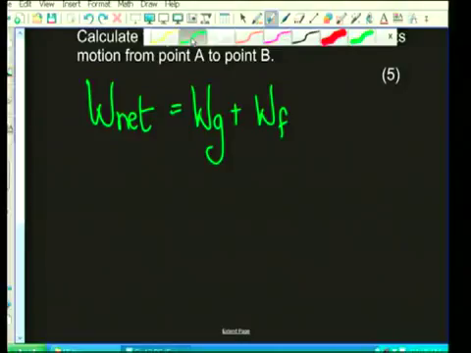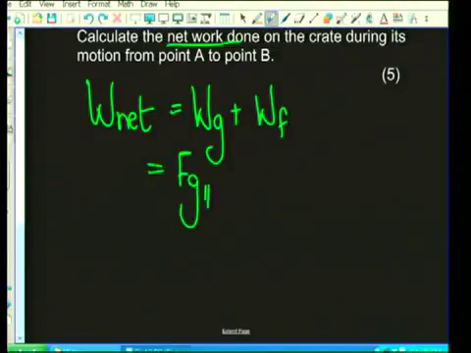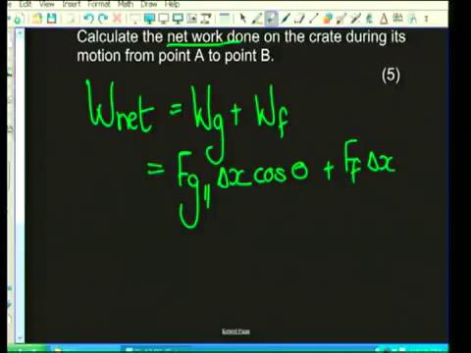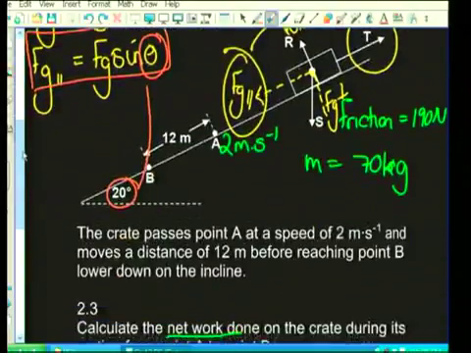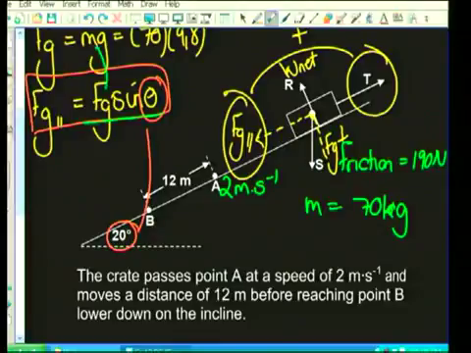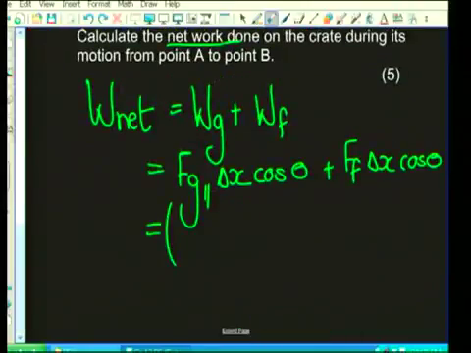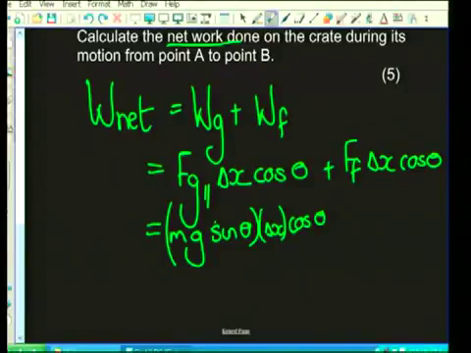Well, we're actually going to use the parallel force of FG times delta x cos theta, plus friction times delta x cos theta. We just said that FG parallel is, let's make our lives easier, FG sine theta, so that means it's actually mg sine theta. So watch what I'm doing, mg sine theta times delta x times cos theta.